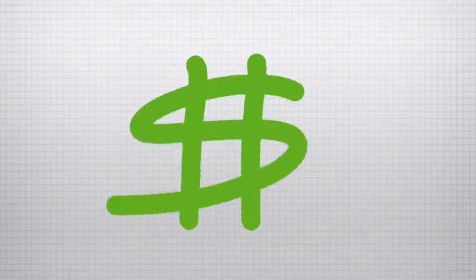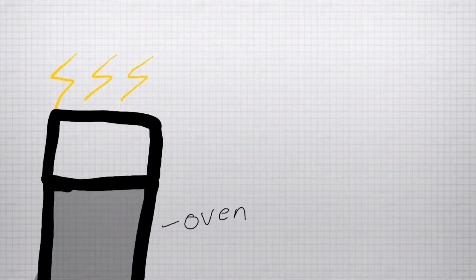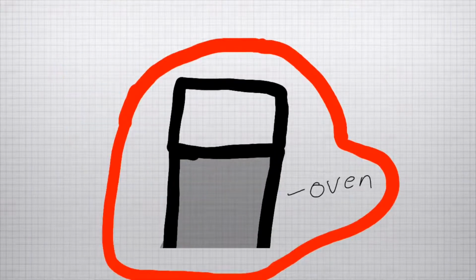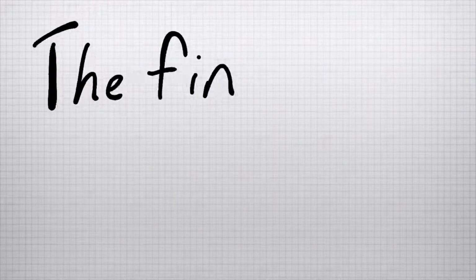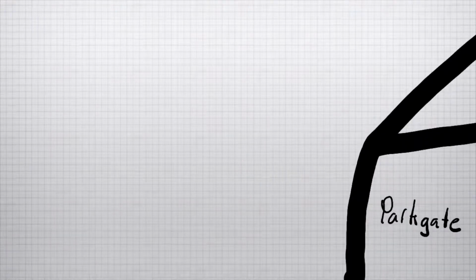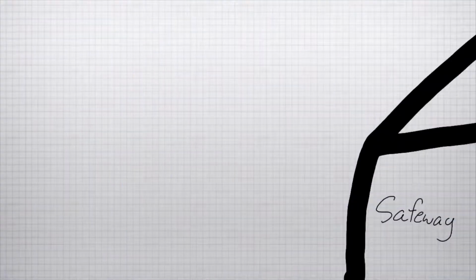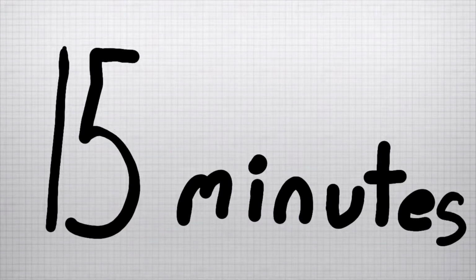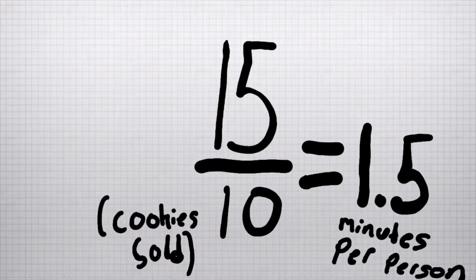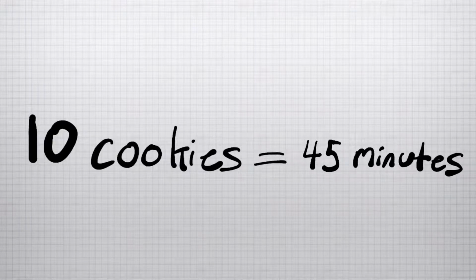My final expense was the cost of electricity since I had to bake the cookies in the oven. I said 20 minutes of baking with the oven would cost around 5 cents as electricity is very cheap. Now for the final variable, time. Going shopping to get all the supplies took around 10 minutes as I just went to Safeway and back. Baking took around 20 minutes, and selling the cookies took around 15 minutes. That meant it took around 1 to 2 minutes for each exchange. So, altogether, selling 10 cookies took around 45 minutes.